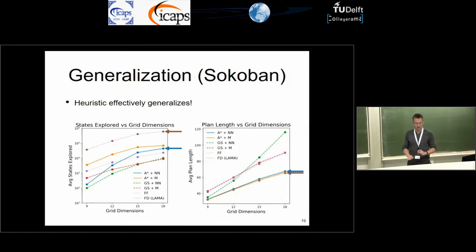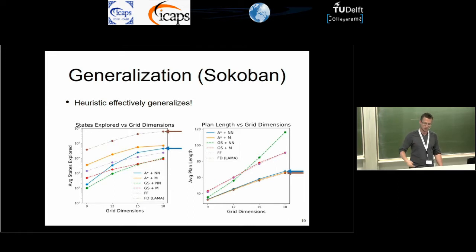So here's the performance of generalization. In this case, again, we have states explored on the left, plan length on the right. We train on 9x9 maps and evaluate them on larger maps. As you can see, the plan length in blue, which is our heuristic with A star, is very comparable to the plan length coming out of the planner. However, on the left, as the size of the domain increases, there is some degradation in performance, but it's still orders of magnitude quicker than the planner and still quicker than the Manhattan heuristic.